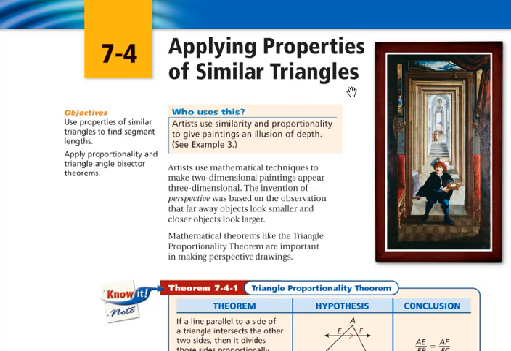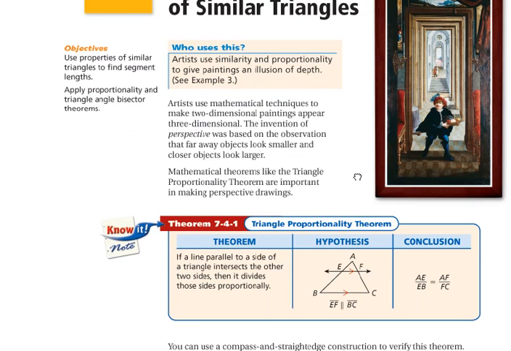Just wanted to go through Chapter 7, Section 4, and we are applying properties of similar triangles here in this section. Of course, we've been talking about proportions and similarity between polygons in the last section. We kind of narrowed it down to similarity between triangles and a couple of theorems there. We want to continue that thought and take a look at some application problems here a little bit.